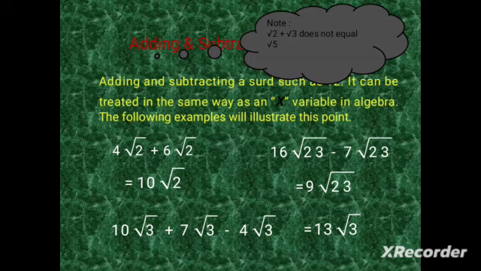Okay, but then you need to note that root 2 plus root 3 does not equal root 5. If you take square root of 2 plus square root of 3, it cannot be right to say it is root 5.